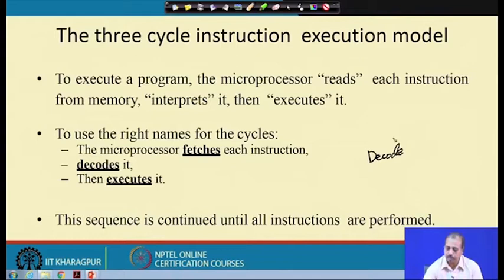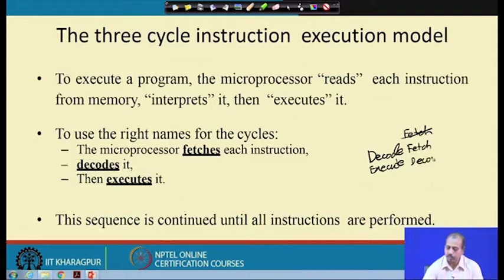So, when the first instruction is in the decode stage, the next instruction can be in the fetch stage, and when this first instruction goes to the execute phase, the next instruction goes to the decode phase.